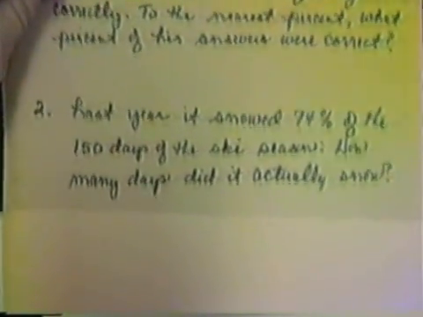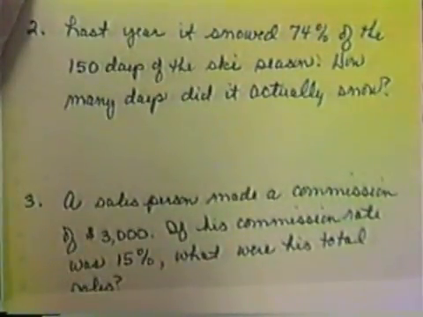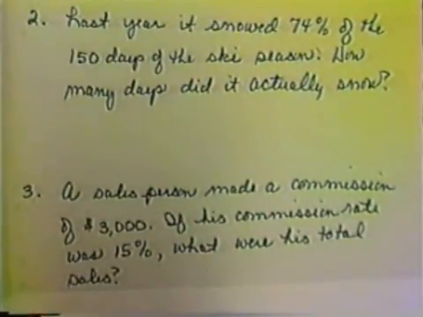The third practice problem: a salesperson made a commission of $3,000. If his commission rate was 15%, what were his total sales?